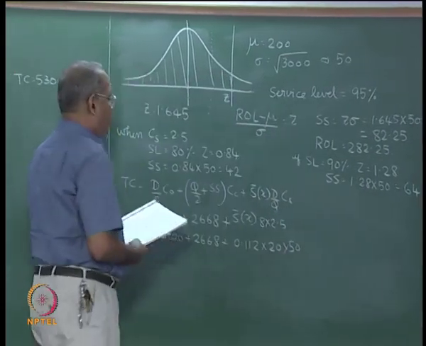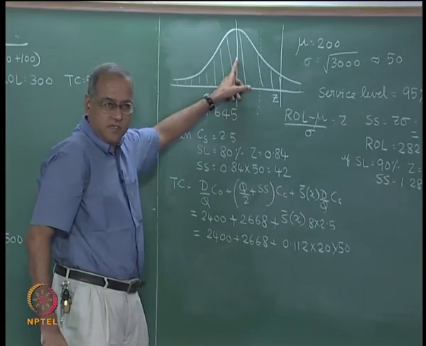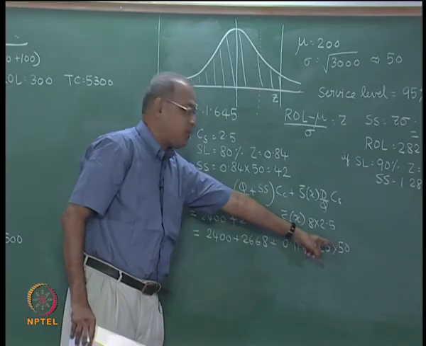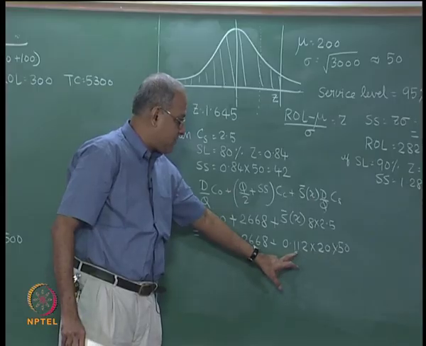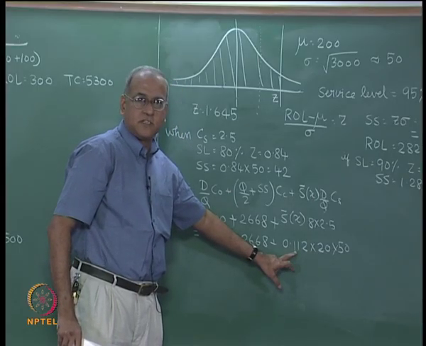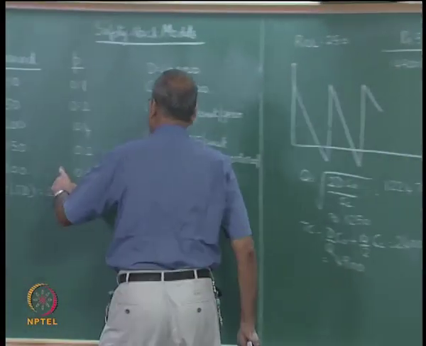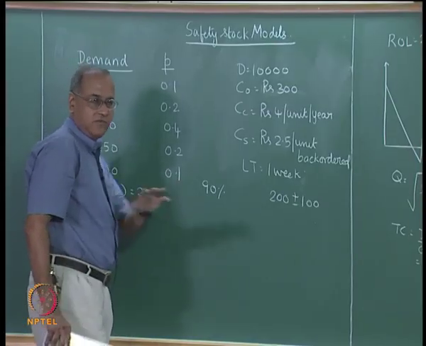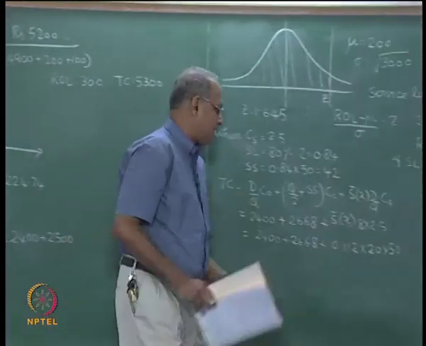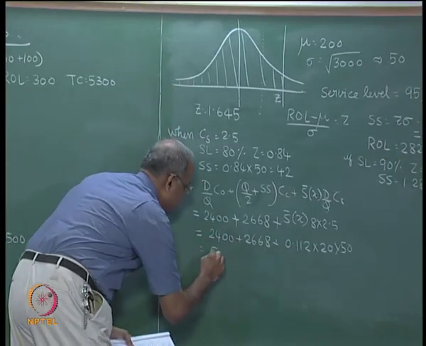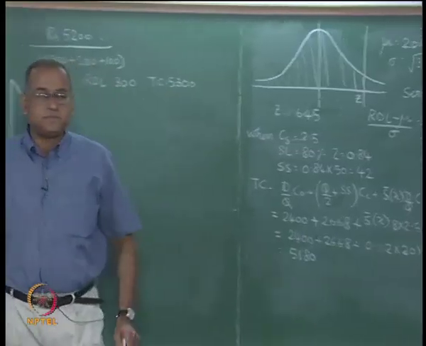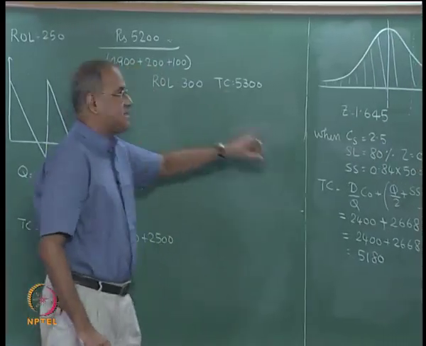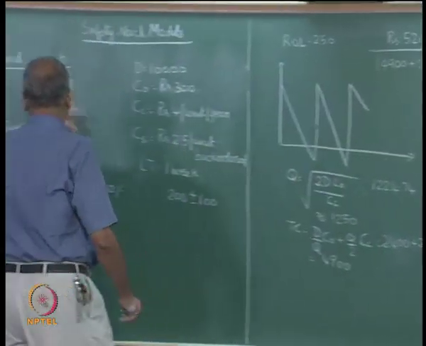S bar of x is 0.112, which comes from the normal distribution, and has to be multiplied with the sigma to get 0.112 into 50, which is roughly about 6 as the expected shortage, whereas in the other one we saw that the expected shortage was roughly 5, because 50 into 0.1 was 5. Now here the expected shortage is 6. So this gives us a total cost of 5180. The comparable cost here is 5180 as against 5200, which was the optimal when we assumed this kind of distribution.